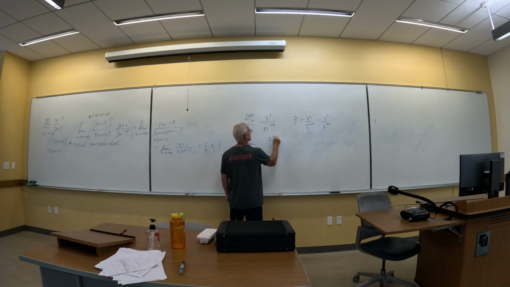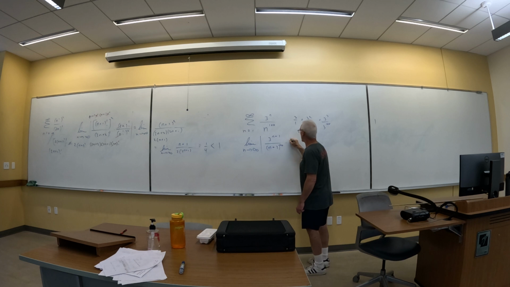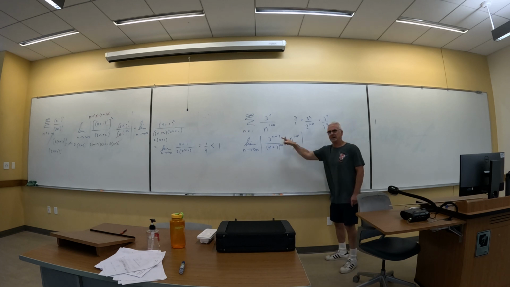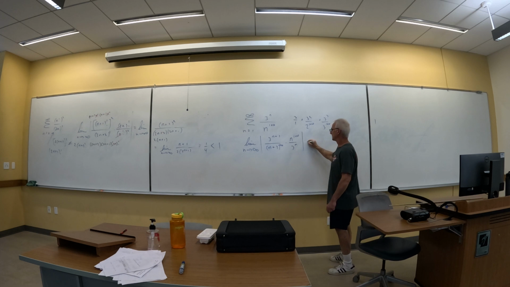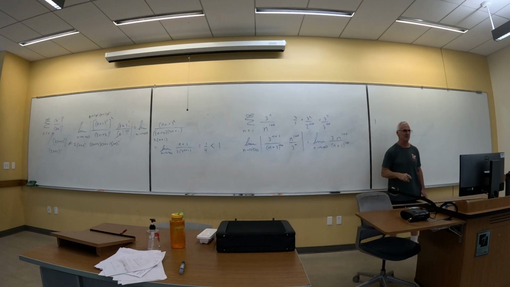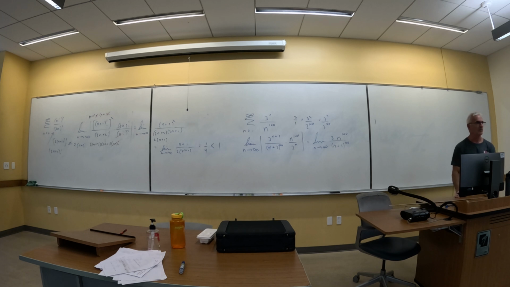So I have 3 to the n plus 1 over n plus 1 to the 100th divided by this, or times its reciprocal. I'm going to be lazy. Okay. Does anything cancel? Well, I get a cancel in here. So what do I have on top? I have 3 n to the 100th over n plus 1 to the 100th. Now, I'm not in the mood to expand the n plus 1 to the 100th, but it is a 100th degree, correct? And what's the lead coefficient? 1.